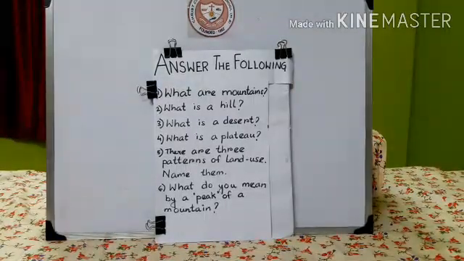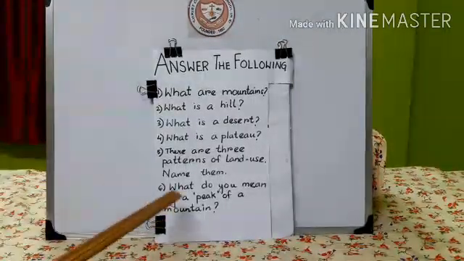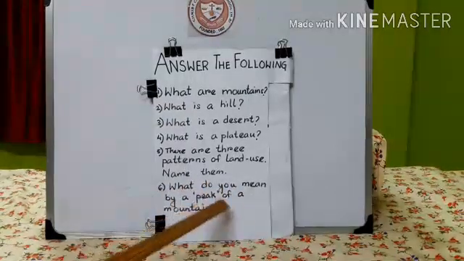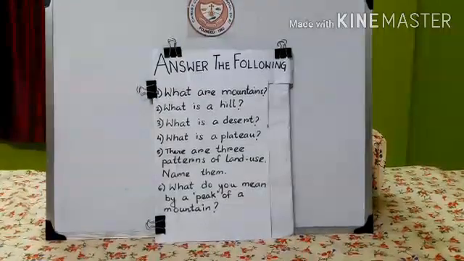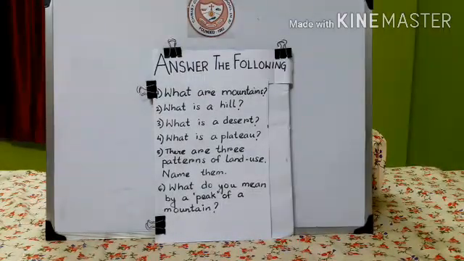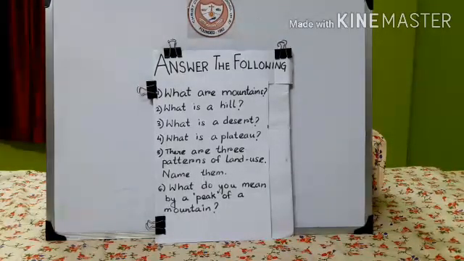Okay. Now question number 6. What do you mean by a peak of a mountain? You just have to write, the pointed top of a mountain is called a peak. Again I repeat, the pointed top of a mountain is called a peak.